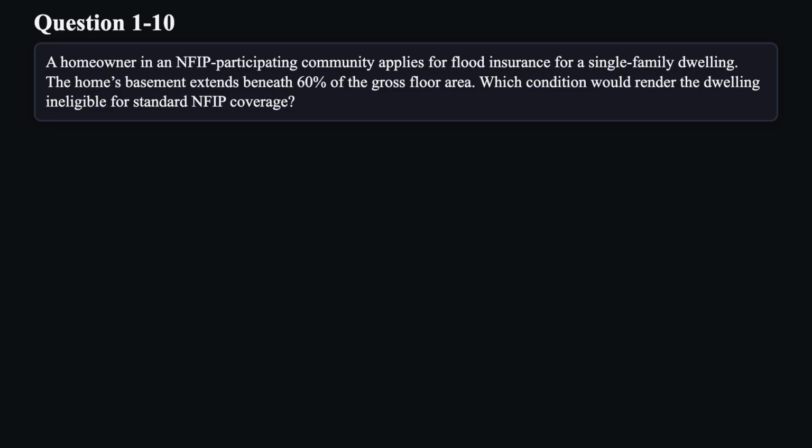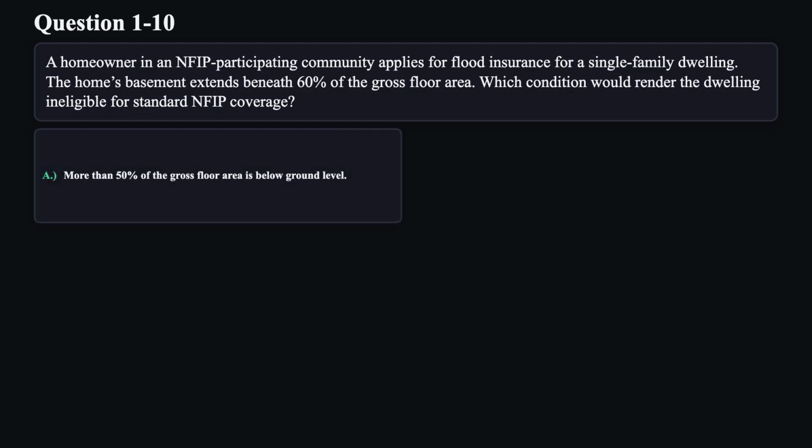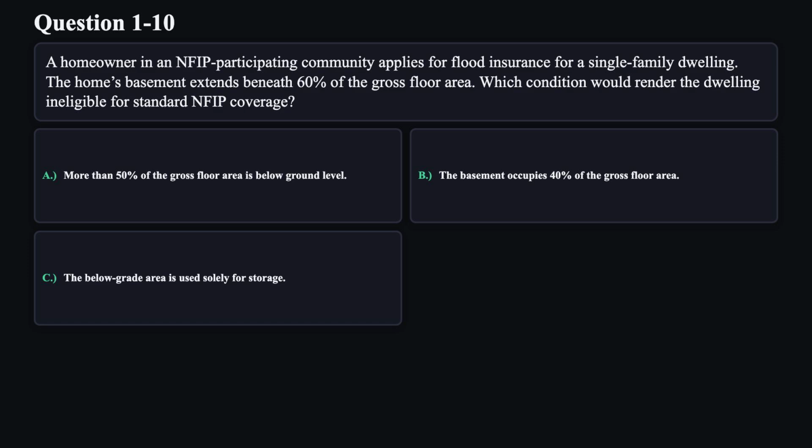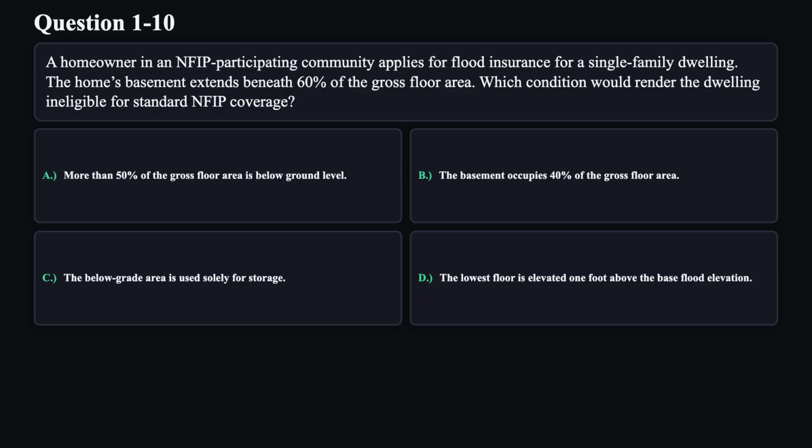Question 10. A homeowner in an NFIP participating community applies for flood insurance for a single-family dwelling. The home's basement extends beneath 60% of the gross floor area. Which condition would render the dwelling ineligible for standard NFIP coverage? A. More than 50% of the gross floor area is below ground level. B. The basement occupies 40% of the gross floor area. C. The below-grade area is used solely for storage. D. The lowest floor is elevated 1 foot above the base flood elevation.